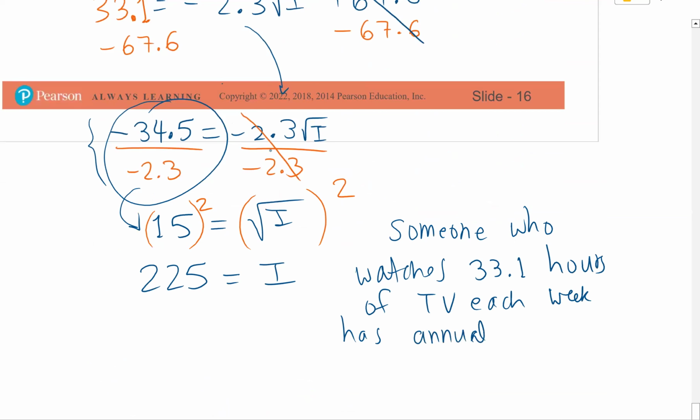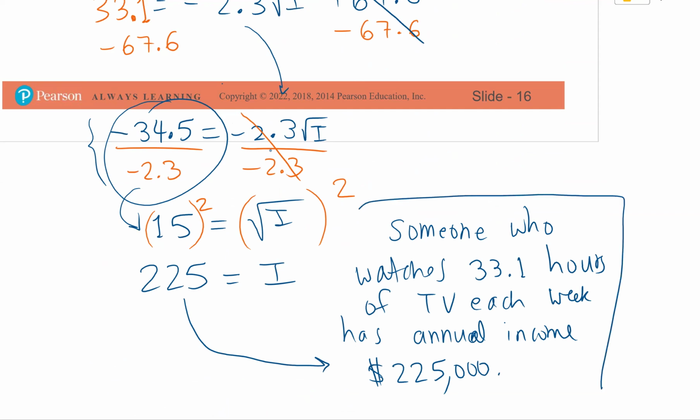Annual income. Remember, they didn't say that is the income. It's that many thousands. So it's not just $225, it's $225,000. Nice. Good for this person.